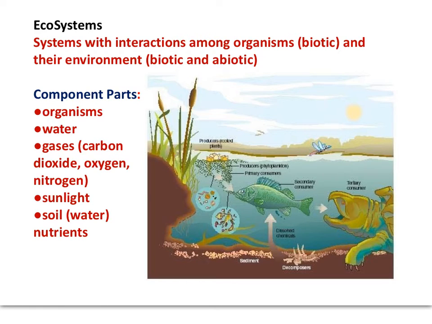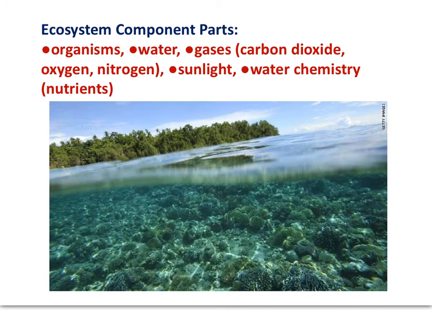The component parts of an ecosystem would be organisms, water, gases such as carbon dioxide and oxygen, sunlight, and soil nutrients. Once again, the component parts of an ecosystem would include the organisms, the water, gases, sunlight, and water chemistry, the nutrients dissolved within the water.